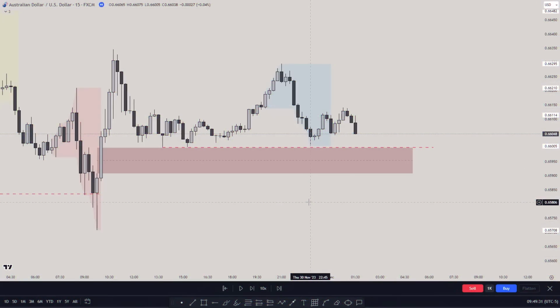Now, all I'm waiting for is price to sweep the liquidity level in a kill zone, so either the London kill zone or New York. And this is very discretionary. This is my way of doing it. You can create a mechanical way if you prefer. What I prefer is a discretionary way.